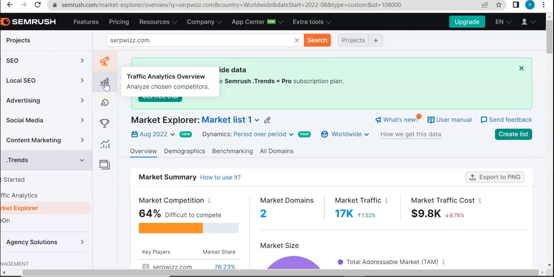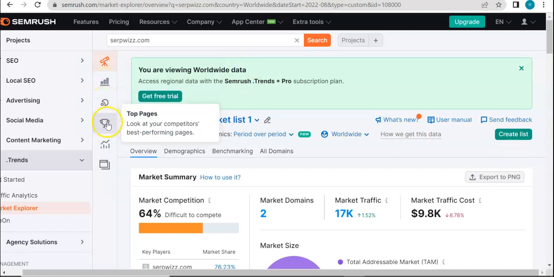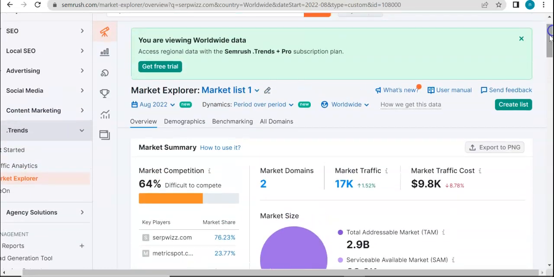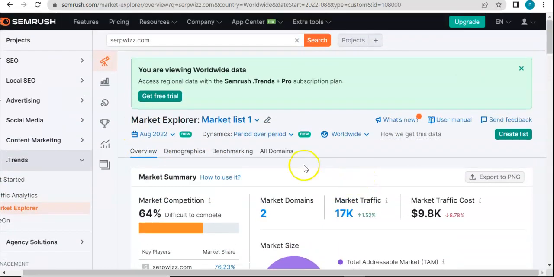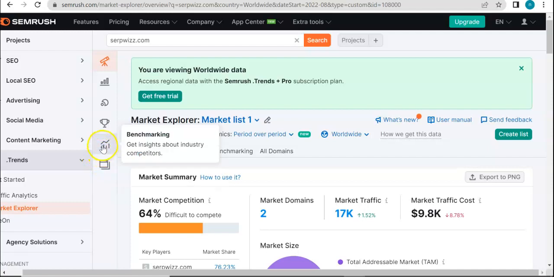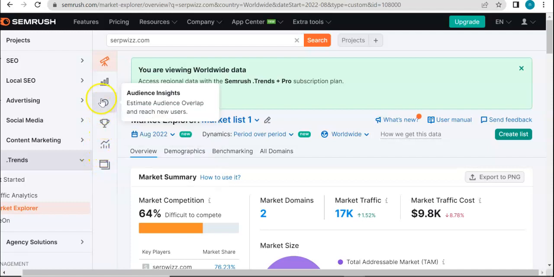Let's see what these ones are. Audience insights, top pages, benchmarking, all domains. So I'm just gonna stop here as I gave you the overview of what Market Explorer is. The next video will go in depth into the other tabs right here, as well as in this side. And I'm just gonna show you what they are. Yep, so basically that's it for the overview of Market Explorer.